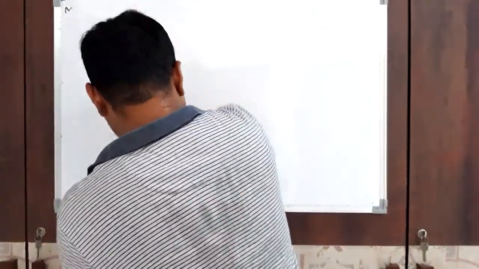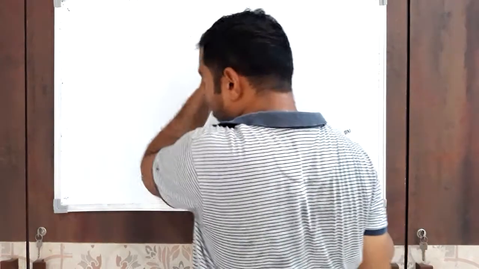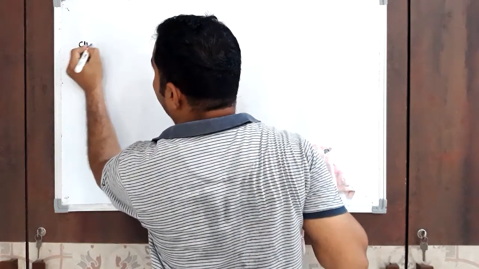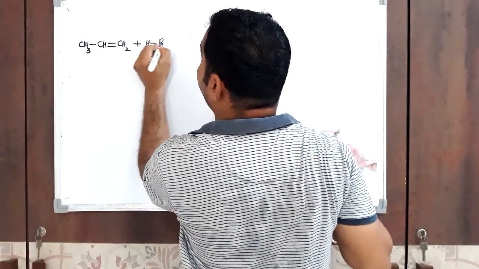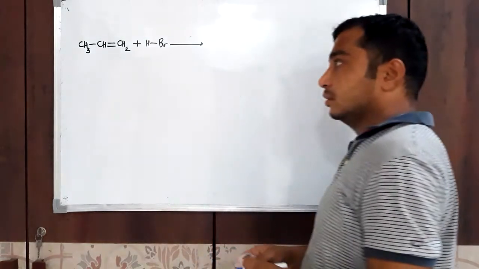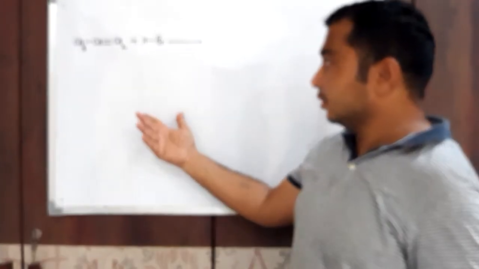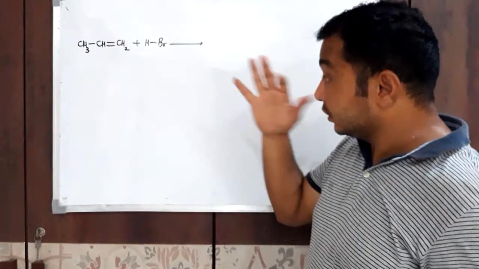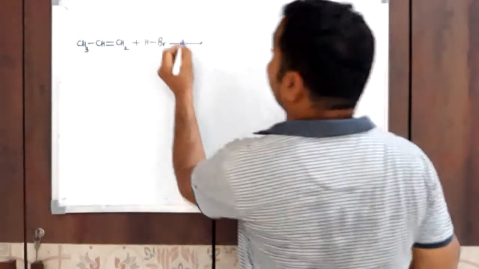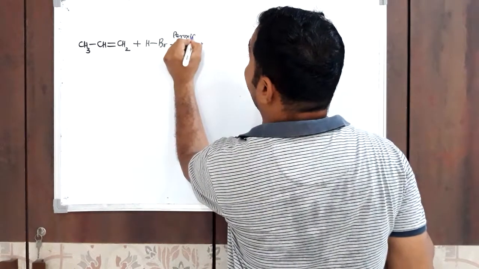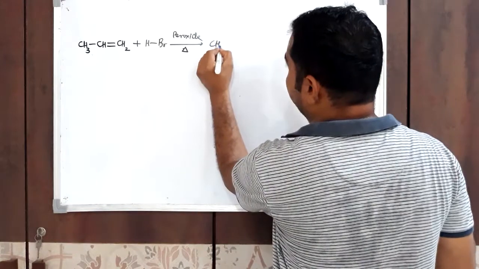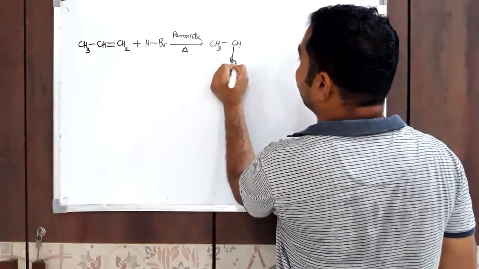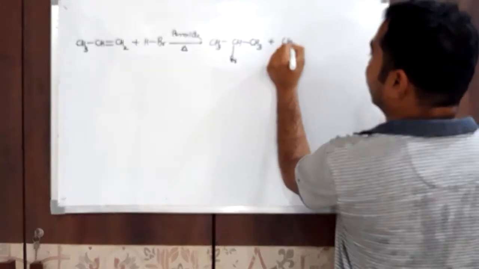if we carry out this same reaction, meaning addition of HBr to propene, propene plus HBr, now what we have to do is carry out the same reaction in the presence of a peroxide catalyst, hydrogen peroxide or benzoyl peroxide, and we have to provide heat. Then what happens? Two products are obtained. In this reaction also two products are obtained, that is 2-bromopropane and 1-bromopropane.